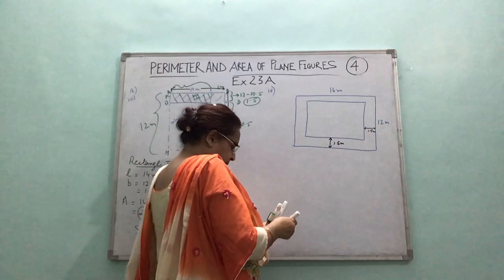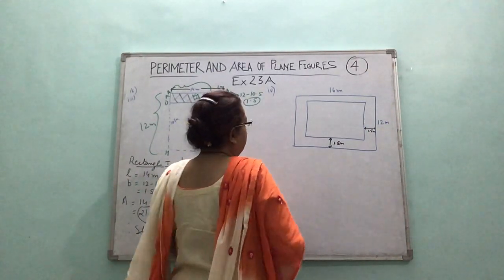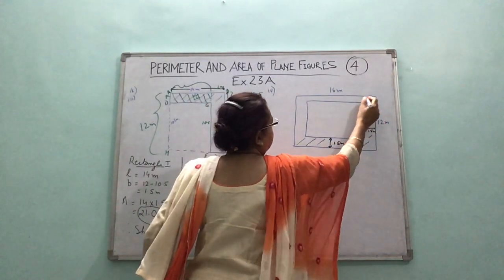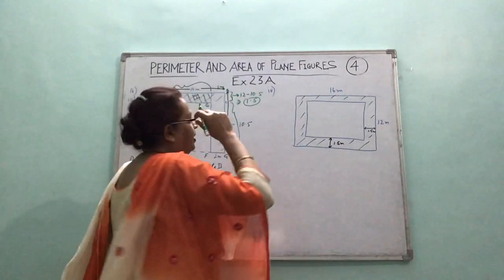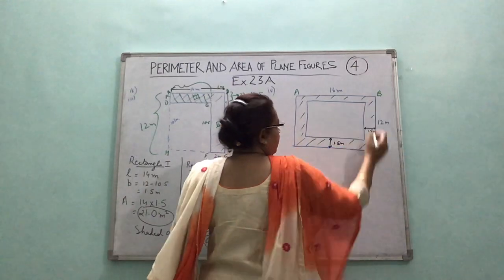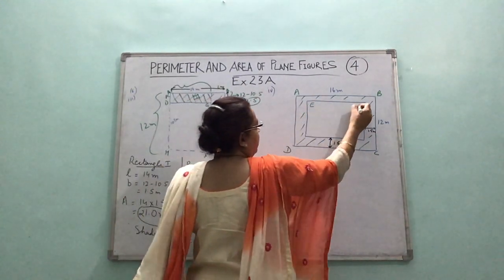And what is the shaded portion? We have to find the area of the shaded portion. This is the shaded portion. Well, I name the two rectangles: the bigger rectangle ABCD and the smaller rectangle EFGH.